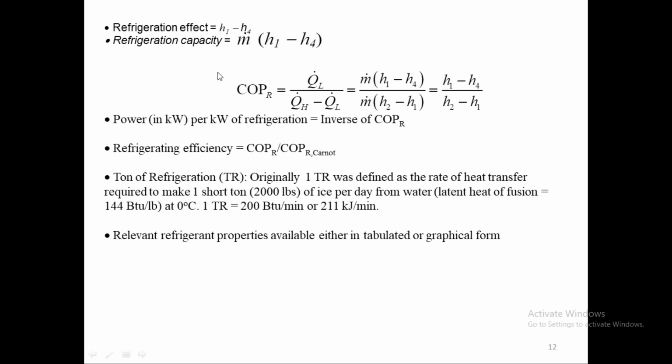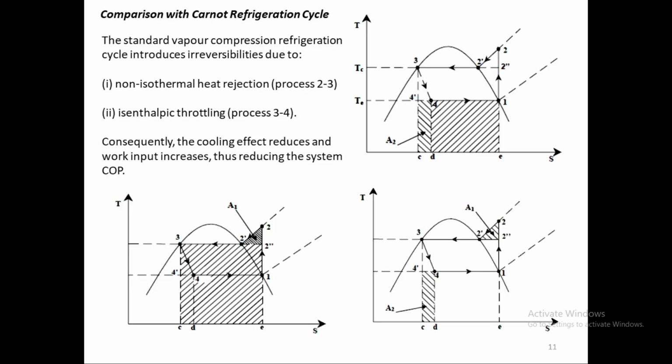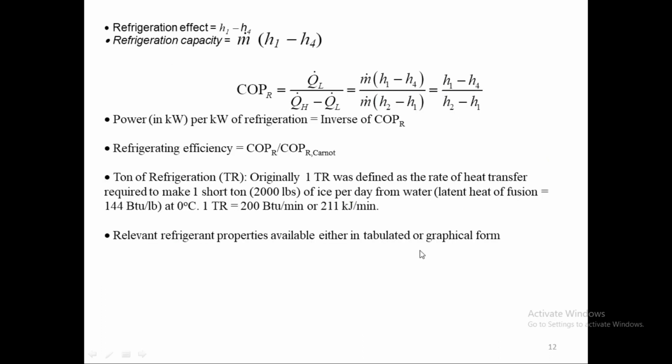Refrigeration effect is H1 minus H4 from the diagram. As you know, the refrigeration effect, the cooling produced, is H1 minus H4. And if we multiply it with the mass flow rate m dot, we can find out the total refrigerating capacity: m dot into H1 minus H4.